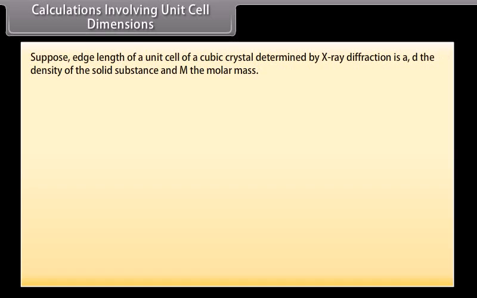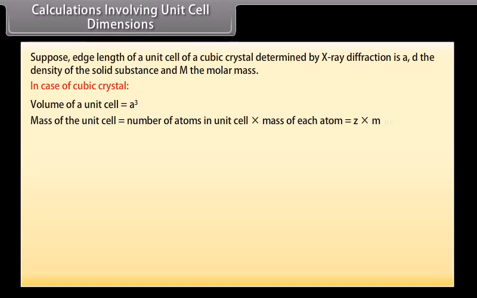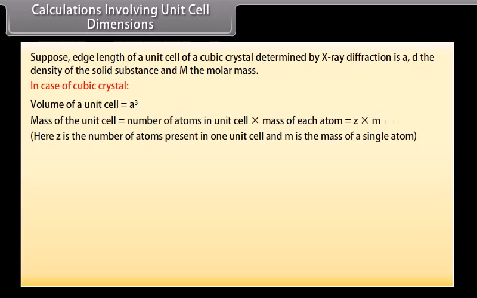Calculations involving unit cell dimensions. Suppose the edge length of a unit cell of a cubic crystal determined by X-ray diffraction is a, d the density of the solid substance, and M the molar mass. In case of a cubic crystal, the volume of a unit cell is equal to a cubed. The mass of the unit cell is equal to the number of atoms in the unit cell times the mass of each atom, which is equal to z times m. Here, z is the number of atoms present in one unit cell and m is the mass of a single atom.